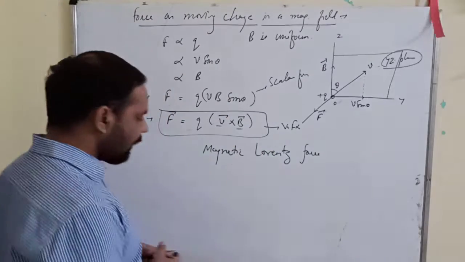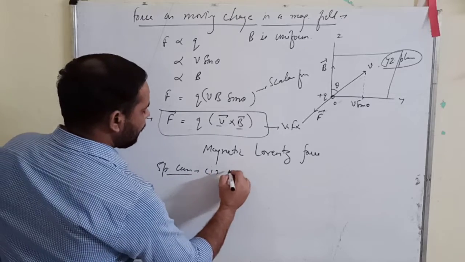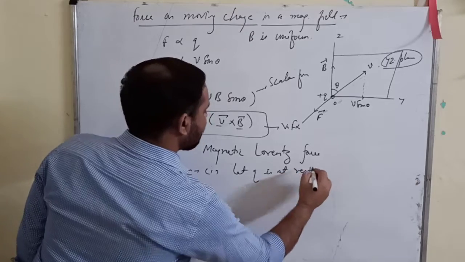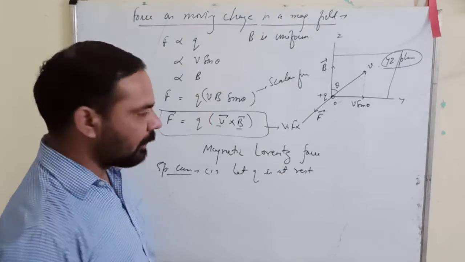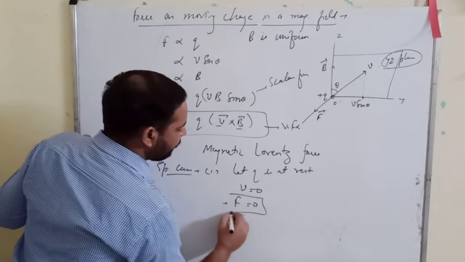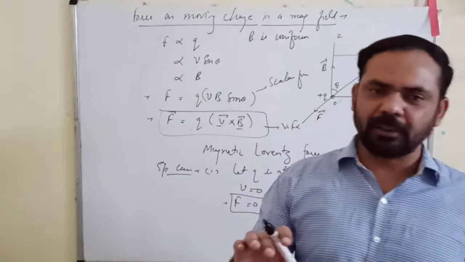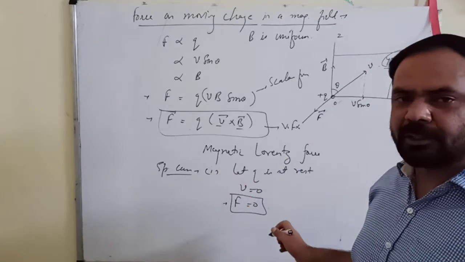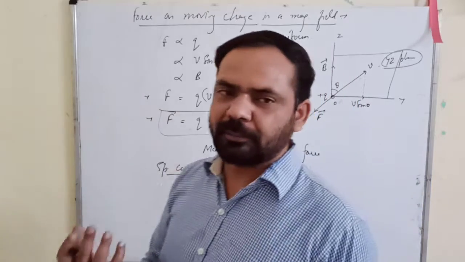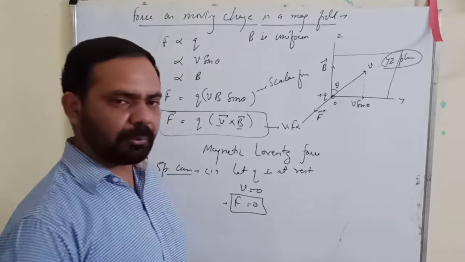Now we have some special cases here. First, let Q be at rest. Suppose the charge is not moving, then V will be equal to 0 and then F will be equal to 0. So if the charge is in the state of rest, it does not experience any magnetic Lorentz force. It will experience the force only when it is in the state of motion. If it is at rest, the charge will not experience any force, right?